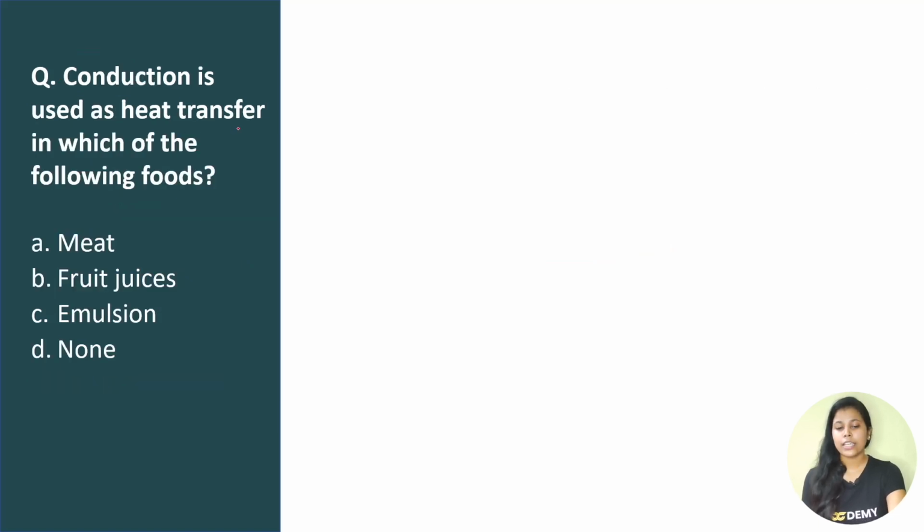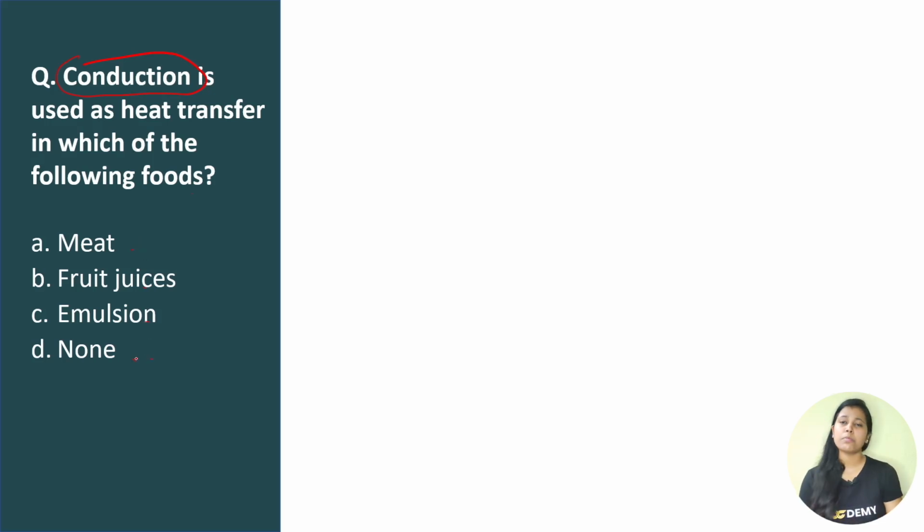Conduction is used as the heat transfer mechanism in which of the following foods? Again, a very simple question. It is asking in which of the foods conduction will be the main source of transferring heat. The options are meat, fruit juice, emulsion, none. You have to answer out of these.